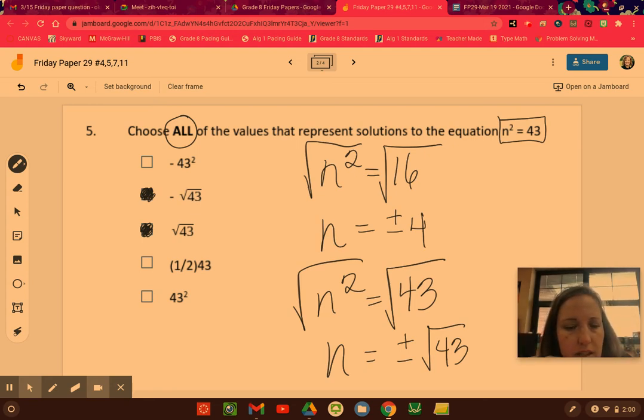The rest of these are all different, aren't they? So negative 43 squared, that's 43 times negative 43, whatever that is. Probably a little bit more than 1,600, wouldn't you say? Yep. So half of 43 is not going to do it.